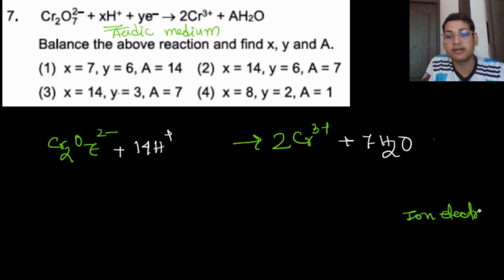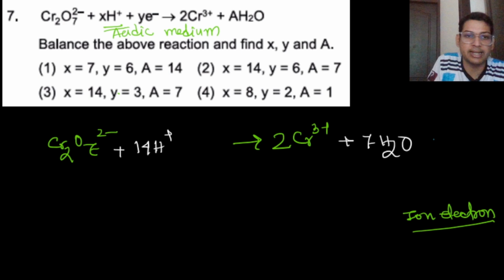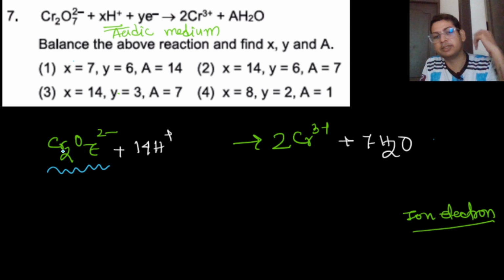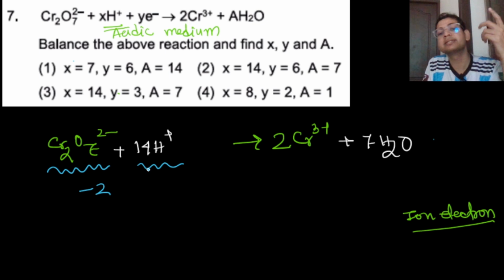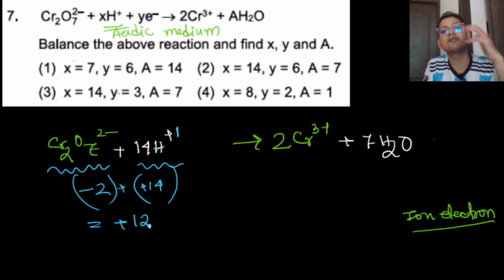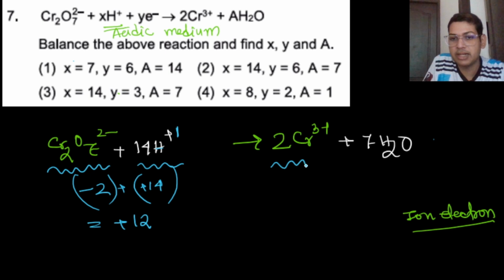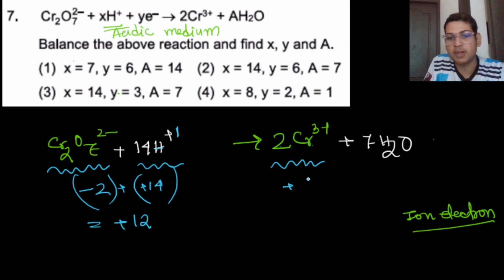Now what do I have to do? I have to balance electrons. That's why it is called the ion electron method, right? Ions are balanced. Now I have to balance electrons. Yes, sir. What is the charge you are having here? From here I get the charge of minus 2. From here, what is the charge you are getting? Each hydrogen is plus 1, so 14 into plus 1, that means I am getting plus 14 as a charge. So what is the total charge? Plus 12 as the total charge. What is the charge from the other side? Each chromium is plus 3, so 2 chromium is plus 6 charge.